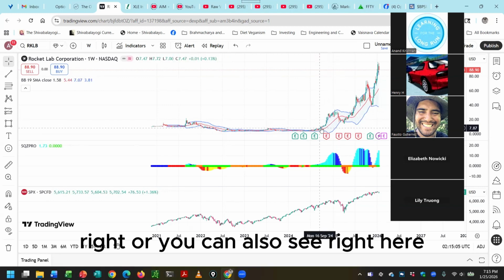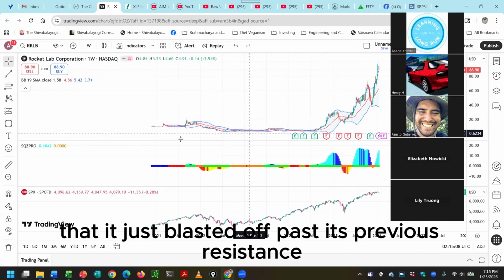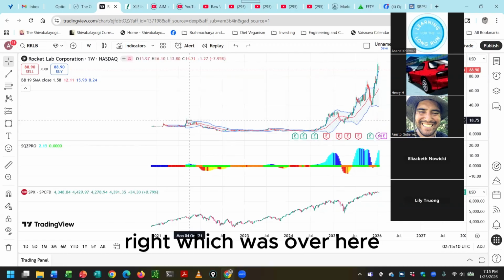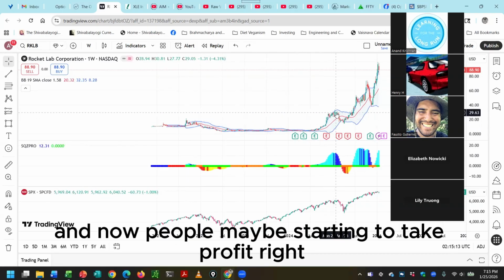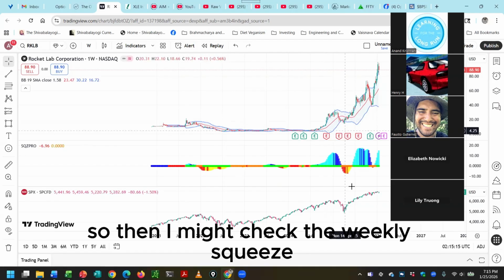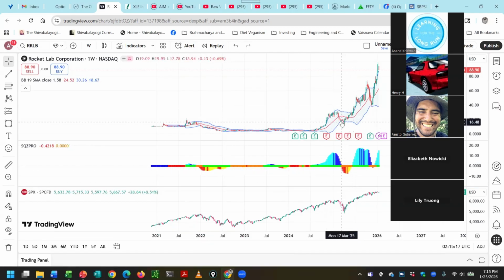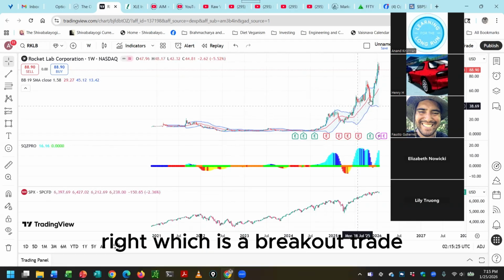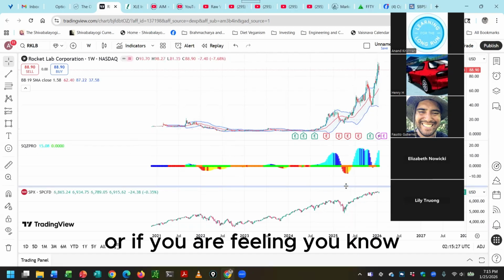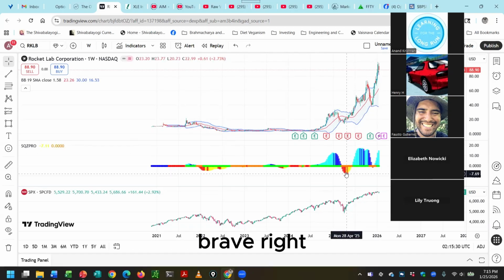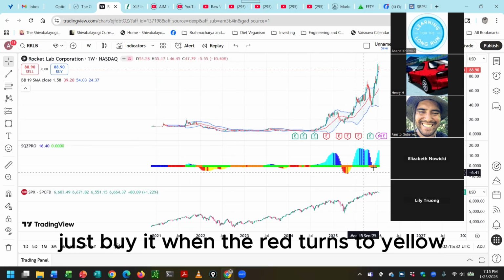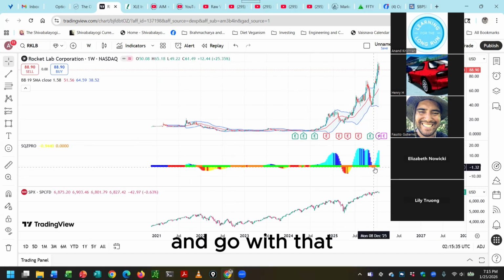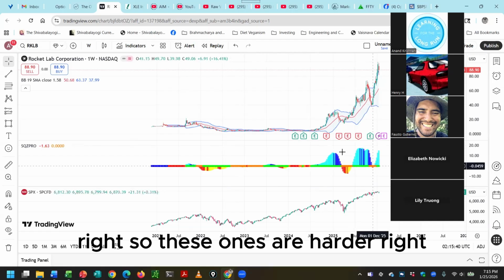Or you can also see right here that it just blasted off past its previous resistance, which was over here. And now people may be starting to take profit. So then I might check the weekly squeeze to see what happens there, and then either buy it past the previous resistance, which is a breakout trade, like Henry was saying, or if you are feeling brave, just buy it when the red turns to yellow and go with that. So these ones are harder.